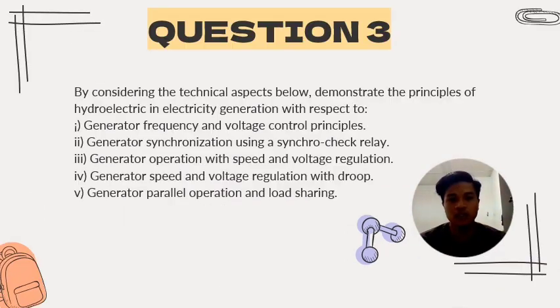Question 3. By considering the technical aspects below, demonstrate the principle of hydroelectric generation with respect to: first, generator frequency and voltage control principle. Second, generator synchronization using a synchro check relay. Third, generator operation with speed and voltage regulation. Number 4, generator speed and voltage regulation with droop. Number 5, generator parallel operation and load share.